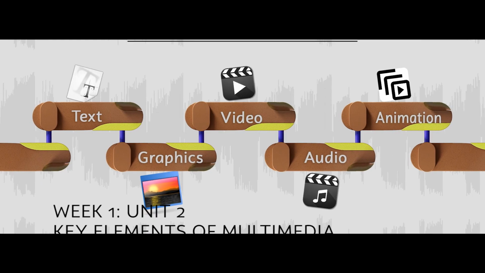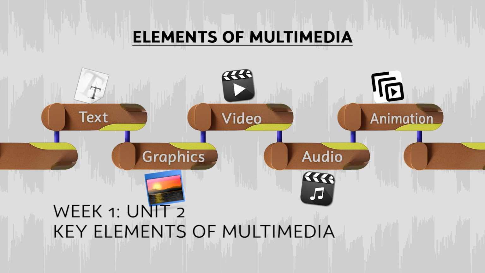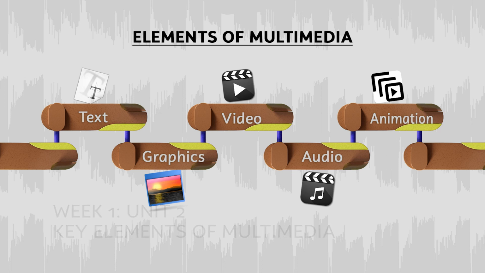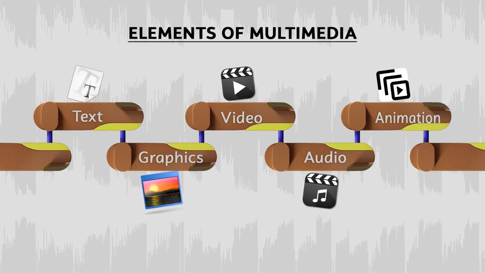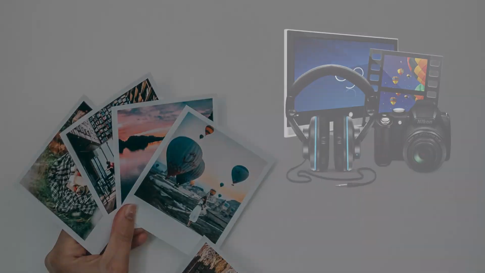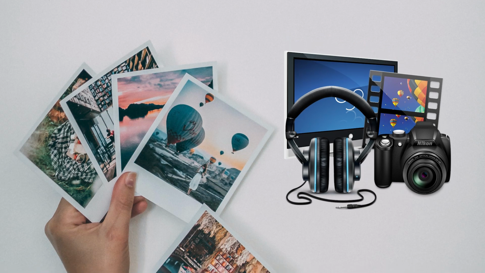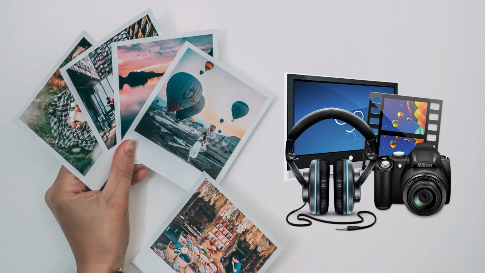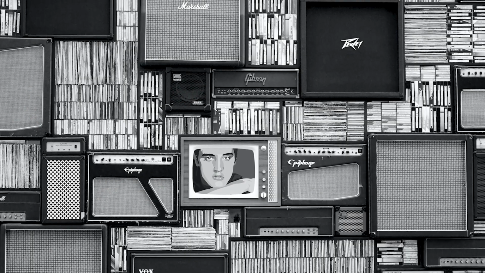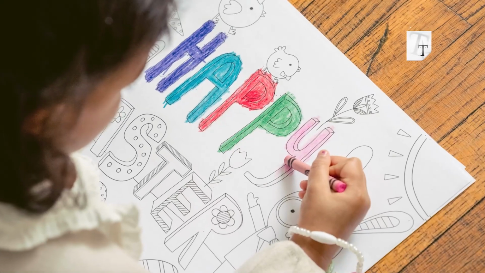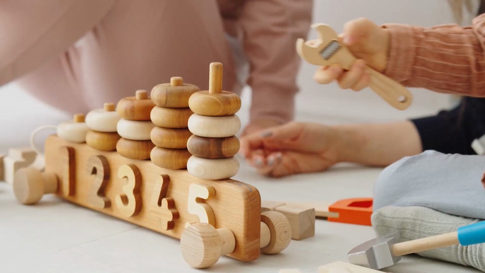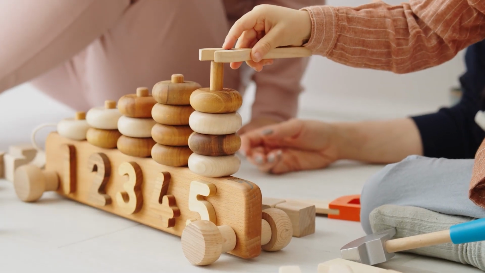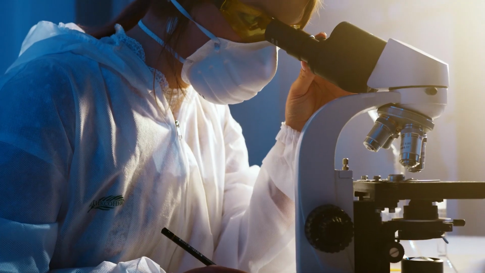Key elements of multimedia in teaching basic science and mathematics. Welcome to Unit 2. In this unit, we discuss the key elements of multimedia and how to select appropriate multimedia elements for specific learning objectives. This unit will outline the contribution of each of the multimedia key elements to the overall effectiveness of multimedia content in teaching mathematics and basic science.